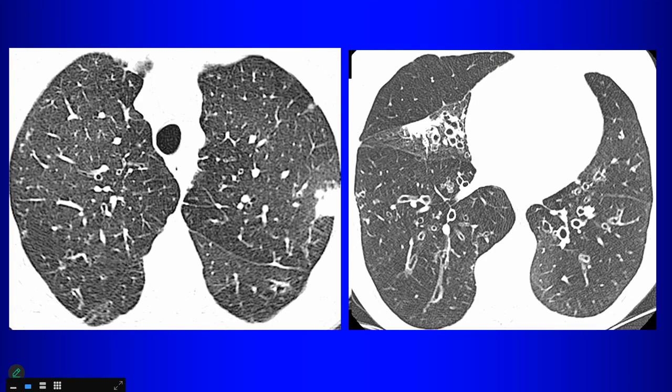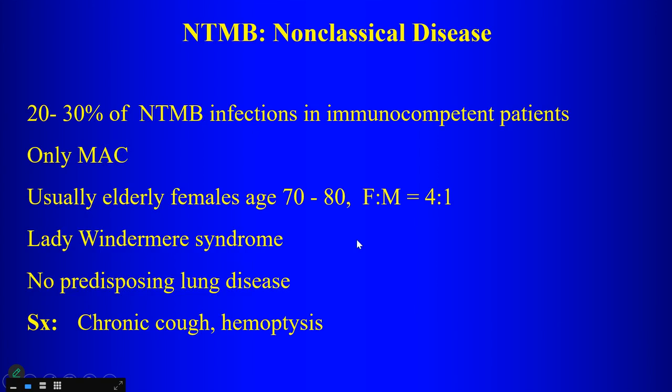What do we see on the CT? There's bronchiectasis. Yeah, especially where? Upper lobes. Well, where is this lobe? Right middle lobe. Yeah. So if we have disease with bronchiectasis, especially if it involves the right middle lobe and lingula, what do we think? Lady Windermere syndrome? Yeah, Lady Windermere syndrome. Okay. And that is called non-classical disease, right?